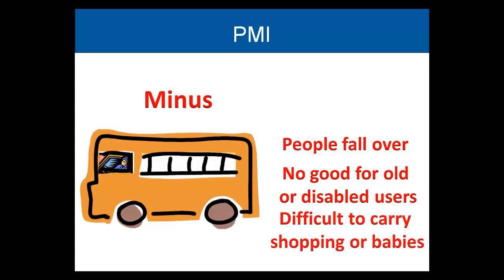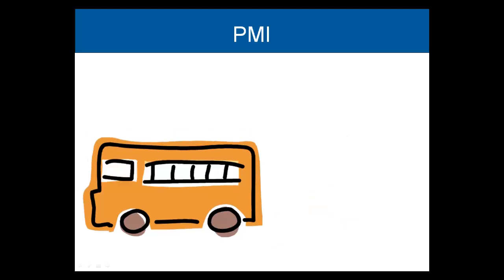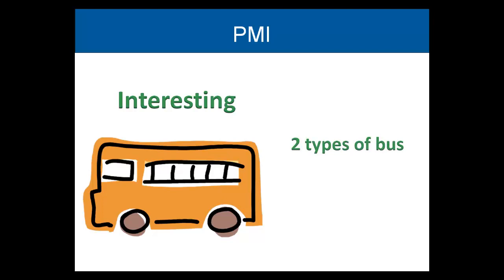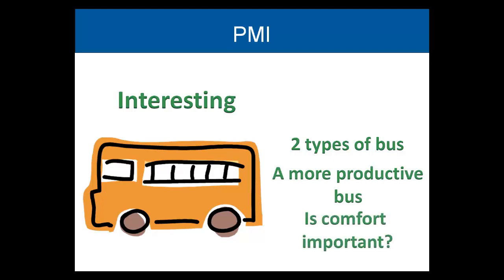Then the interesting points. It would be an interesting idea that could lead to two types of buses, one with and one without seats. It would be an interesting idea that the same bus would do more work. Or an interesting idea that comfort may not be so important in a bus.